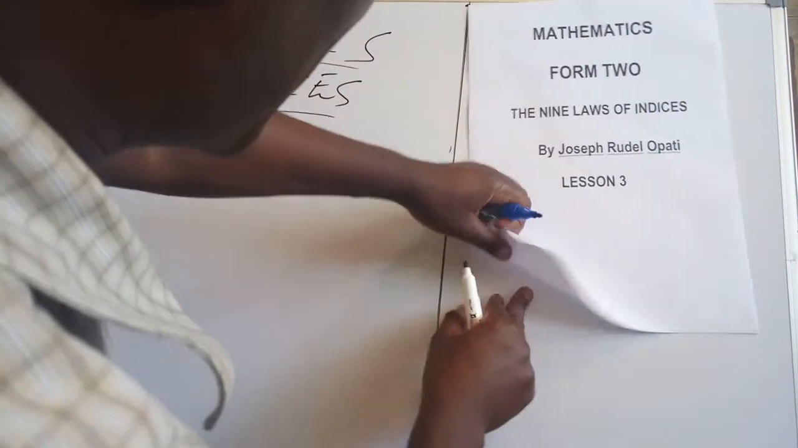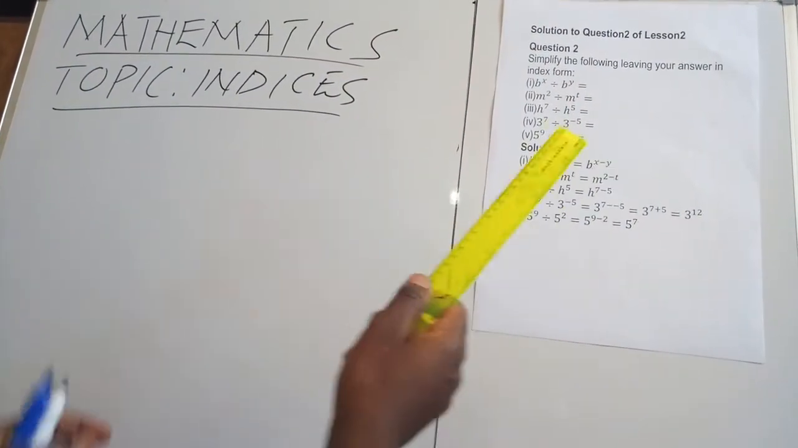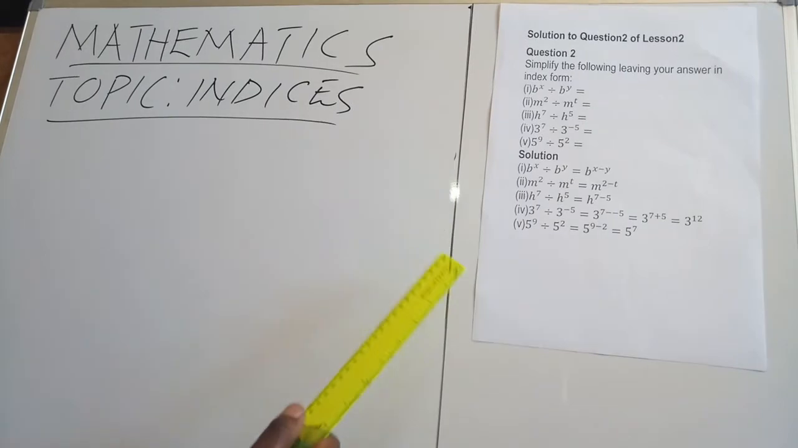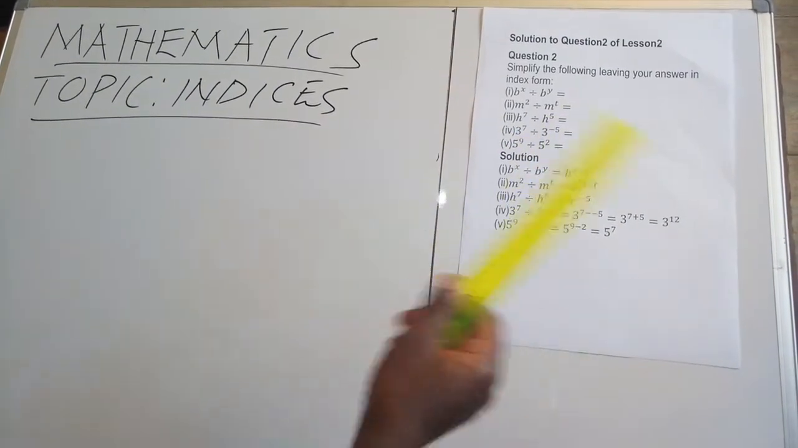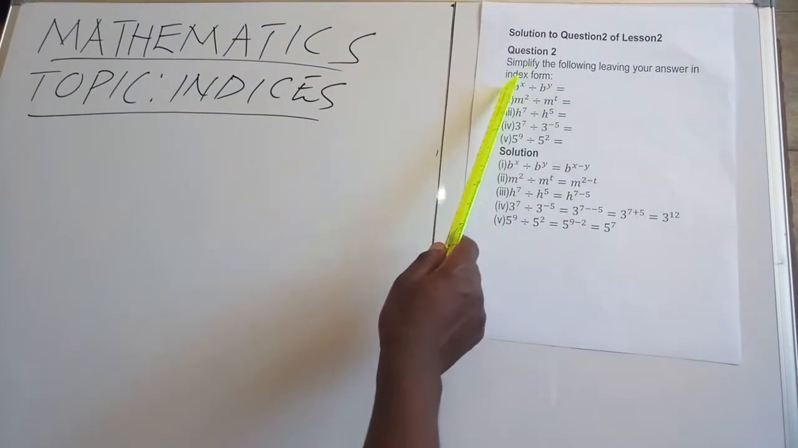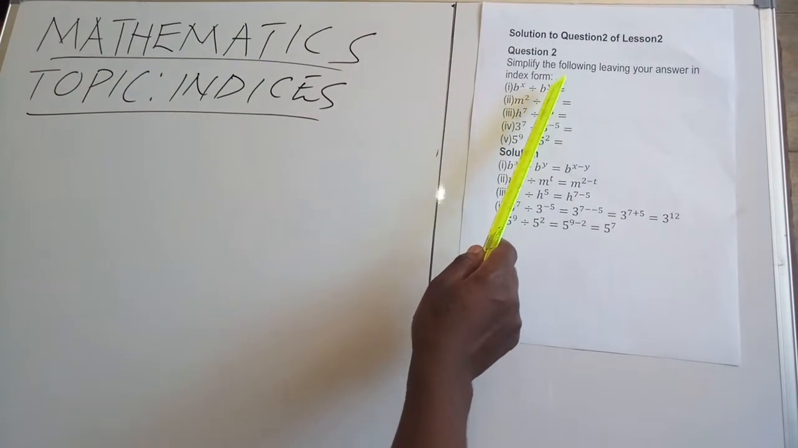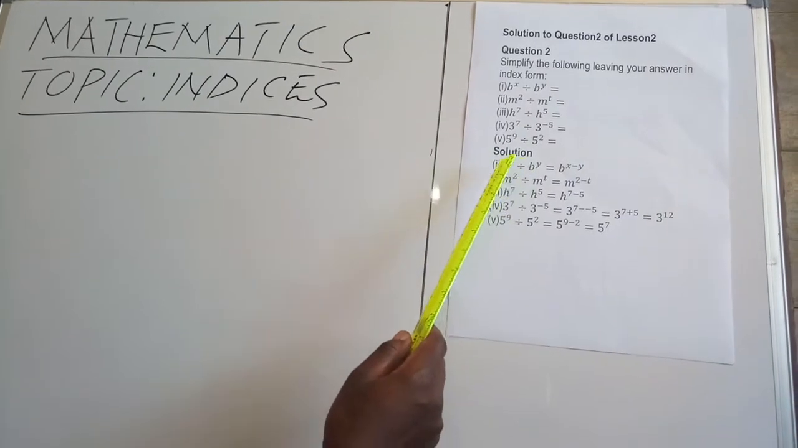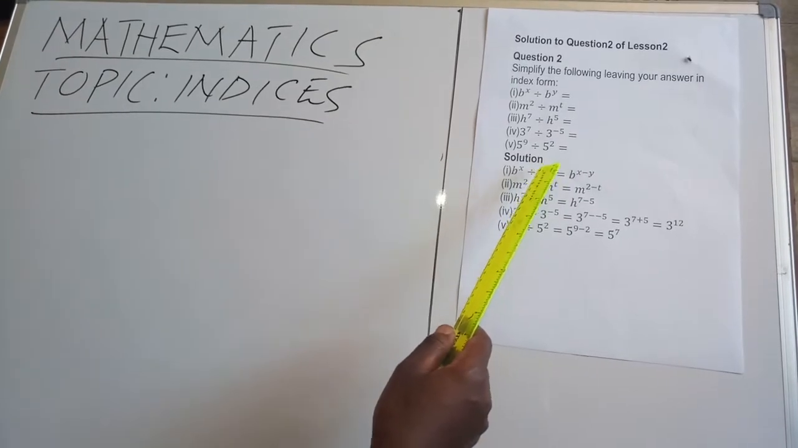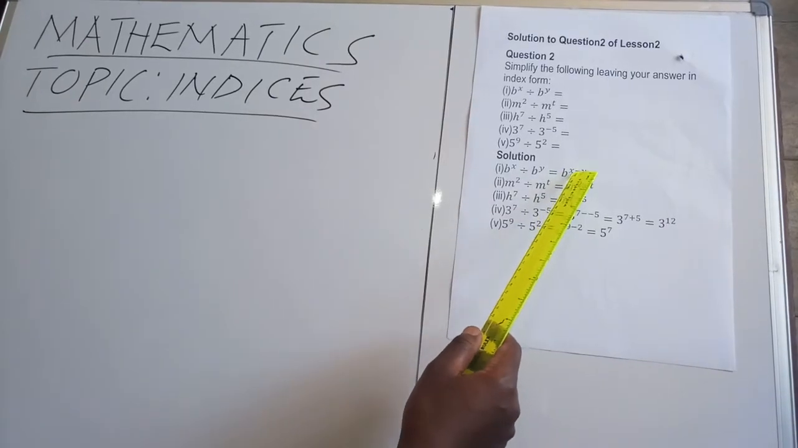Now, lesson 3, coverage of the third law. But before we go to our coverage of the third law, remember I gave you a question in the second lesson. It was question number 2. So just confirm if at all you got the answers right. The question was, simplify the following, leaving your answer in index form. Roman 1, b power x divided by b power y. This is the correct answer. B power x divided by b power y, having the same bases, and we are dividing. What is the outcome? We shall have b raised to power x minus y.